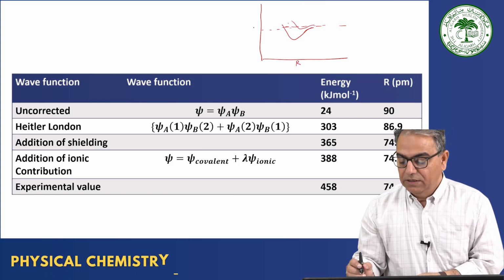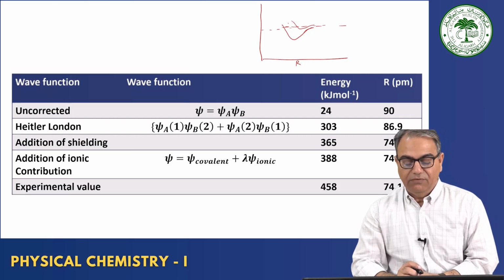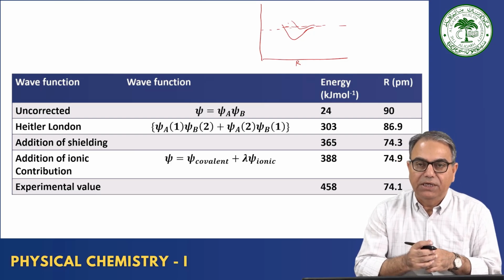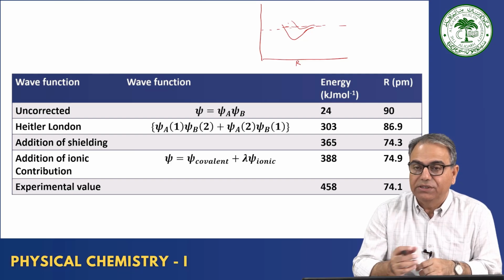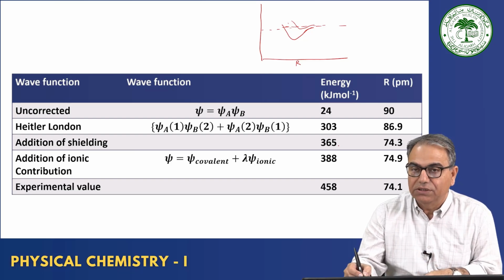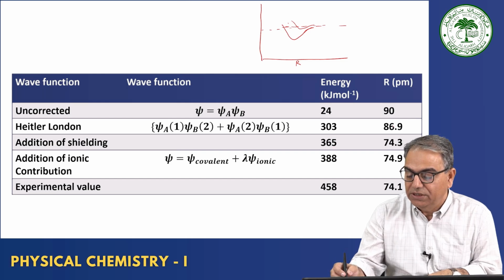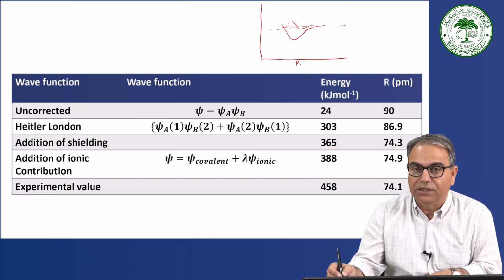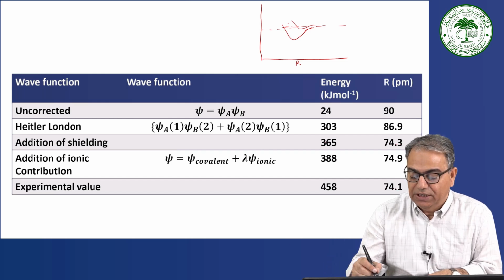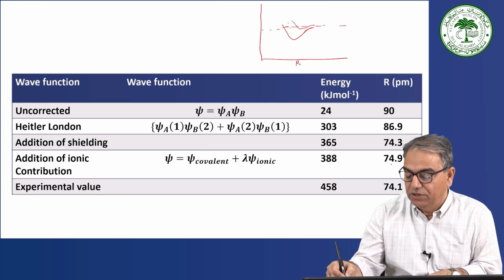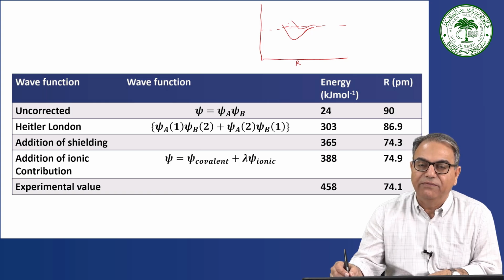Now, the next thing I have written is the addition of shielding. I didn't talk much about the shielding, but if we do that, then there is an improvement, and we get an energy equal to 365. And you see the bond distance becomes 74.3, very close to the actual value, 74.1. So shielding leads to improvement, both energy wise and bond distance wise, a very remarkable improvement.